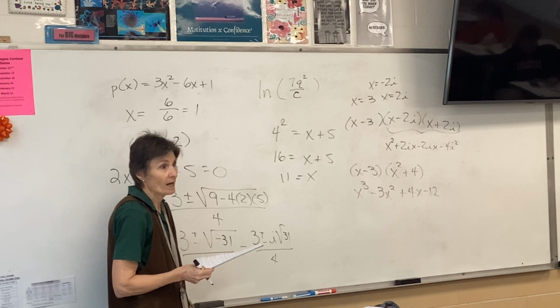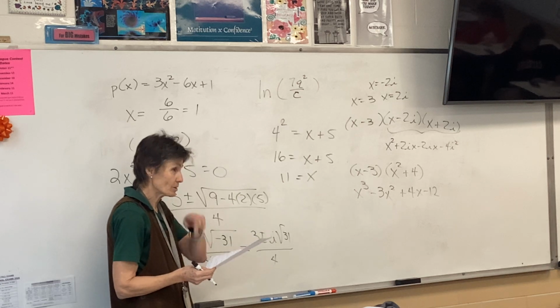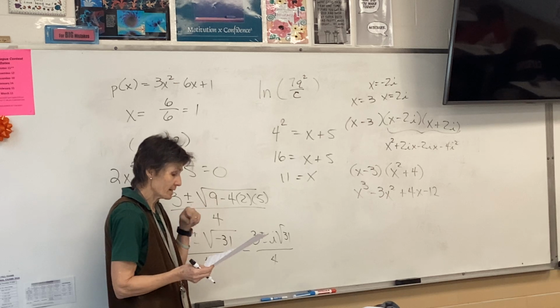You should never have an i left when you do this. All the i's should always cancel out. What is number 9? Number 9 is crossed off. We'll do number 9 next semester.